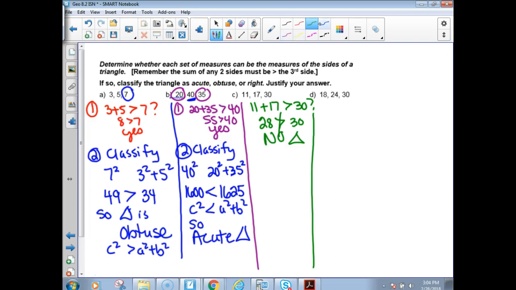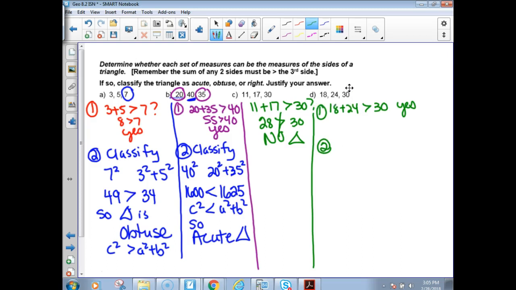All right, so let's do the last one. Take the smaller two sides. 18 plus 24. Is that going to be bigger than 30? Well, pretty obviously, yes, right? Okay, so then you do step 2. That was step 1. Step 2.